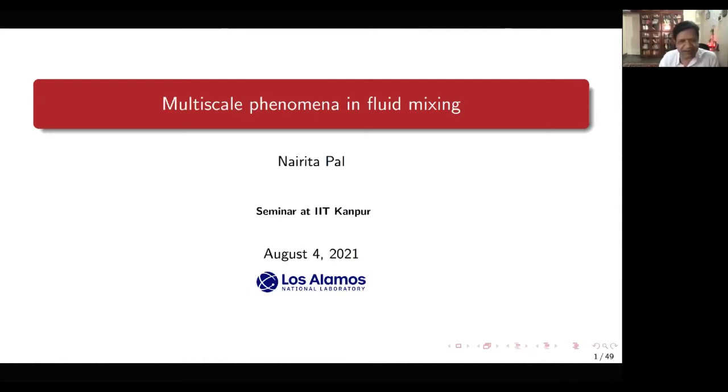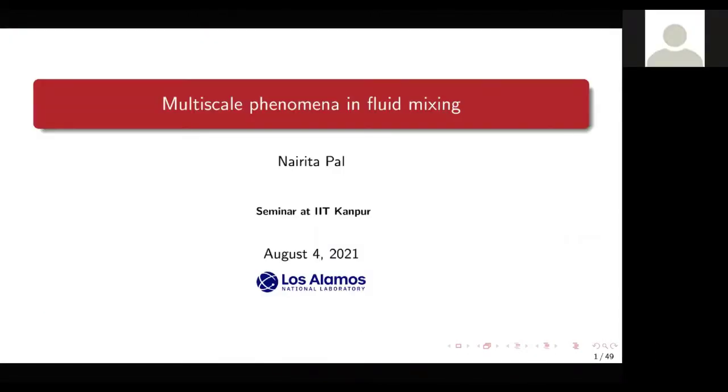occasion that we have a second seminar by Nairita Pal. She is a scientist in the fluid dynamics group at Los Alamos. Before that, she studied at Presidency College for her BSc, then MSc at IIT Delhi, then a PhD at IISc, and after that she has been at Los Alamos as a postdoc and now as a scientist. She will talk on mixing in multiscale systems. Okay, so Nairita, all yours, please start.